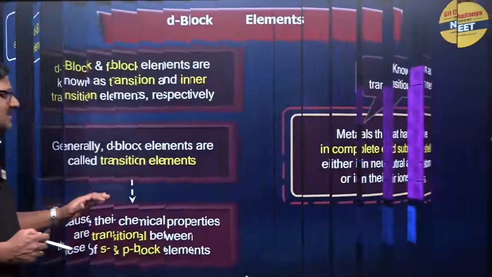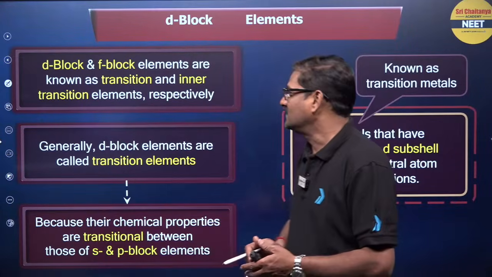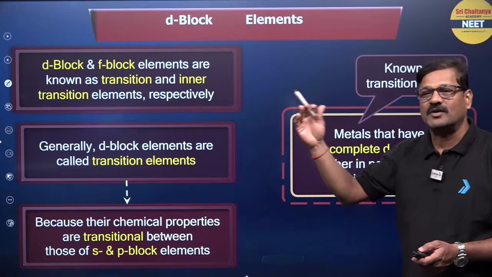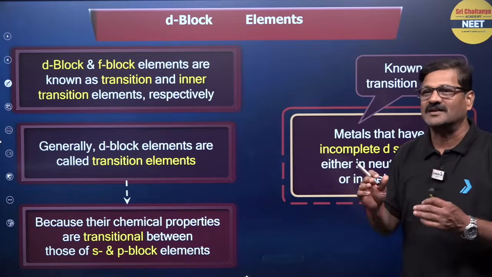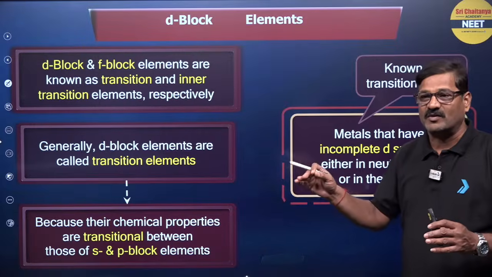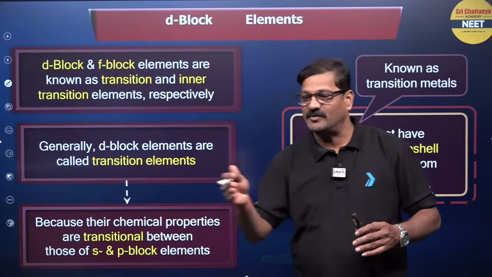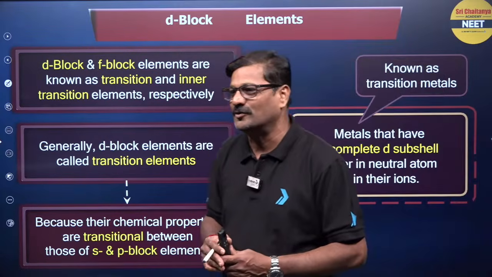Bacho, here you can see, I want to give more emphasis on the D block elements. The D and F block elements are known as transition elements. D block elements are known as transition elements. F block elements are said to be inner transition elements. Generally, D block elements are called transition elements because their chemical properties are in transition between S block elements and the P block elements.